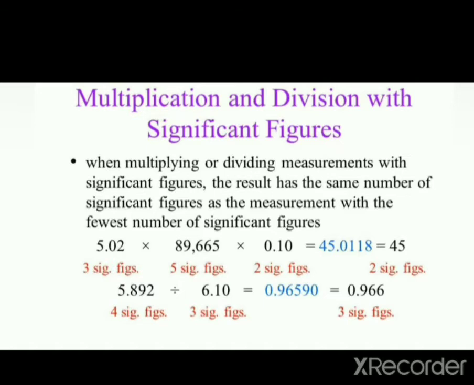Now consider the next example, that is division. 5.892 divided by 6.10. How many significant figures are there in the number 5.892? 4 significant figures. What about the next number 6.10? 3 significant figures. So the answer 0.96590 should also have only 3 significant figures. So the answer is written as 0.966.